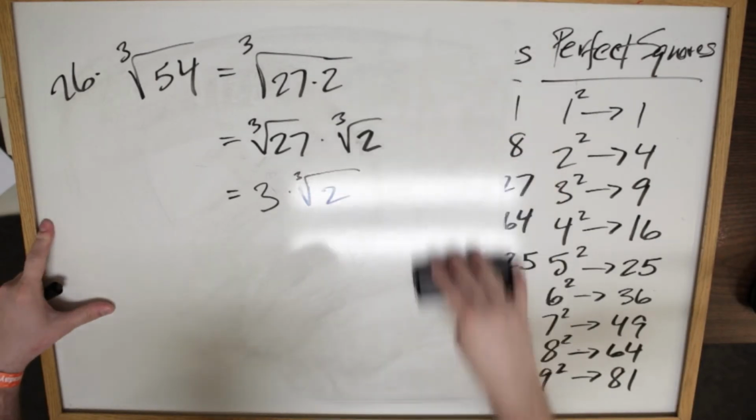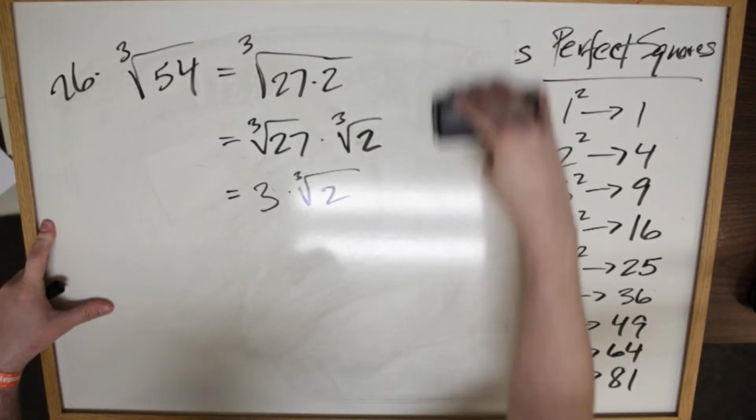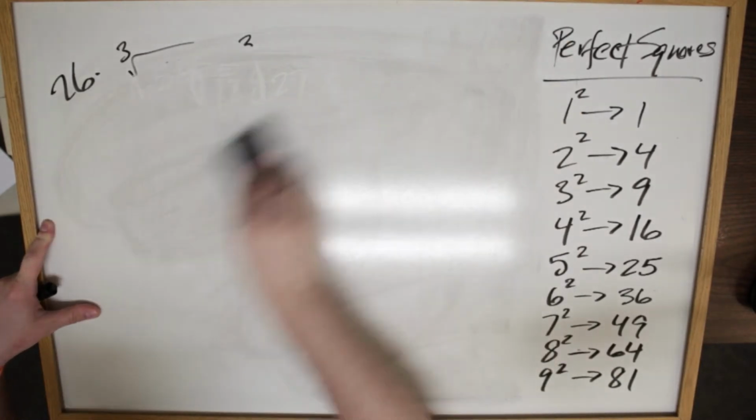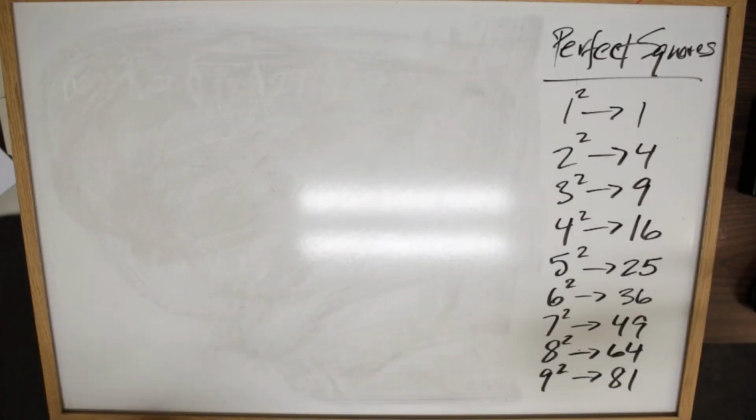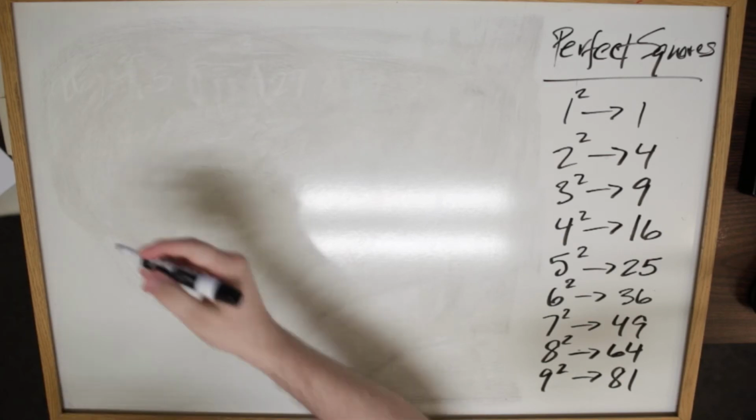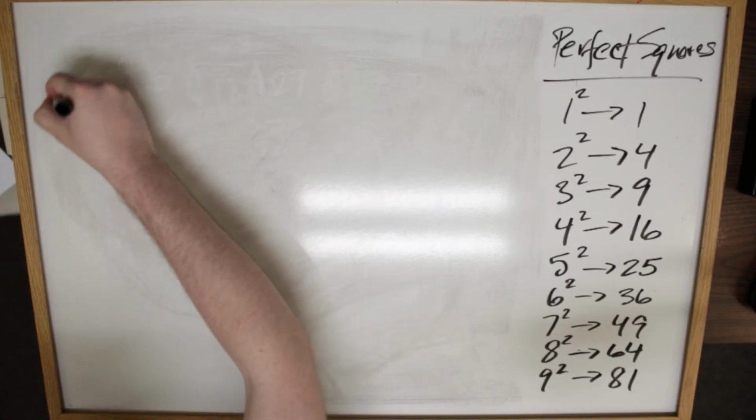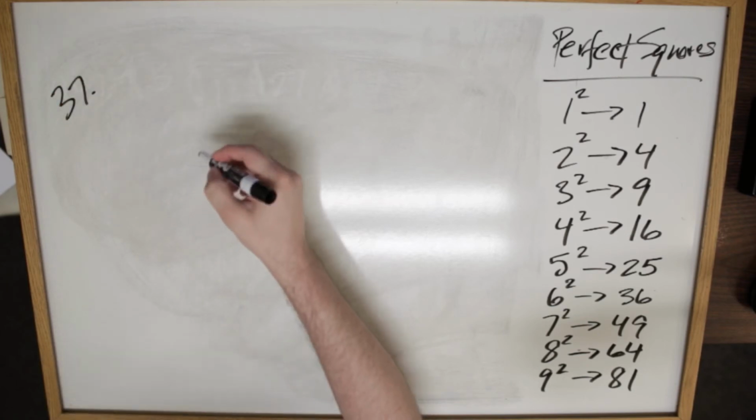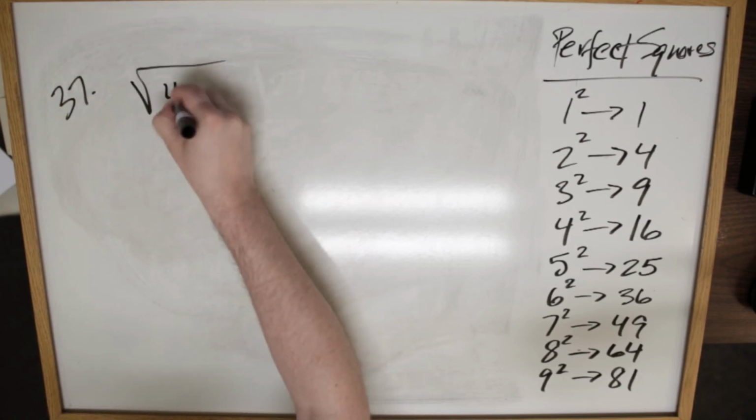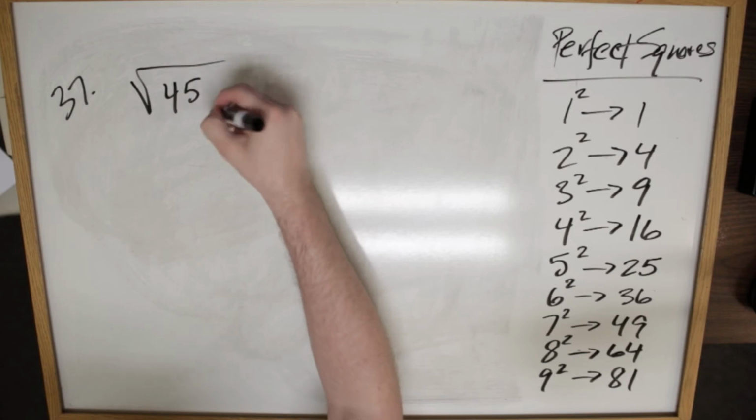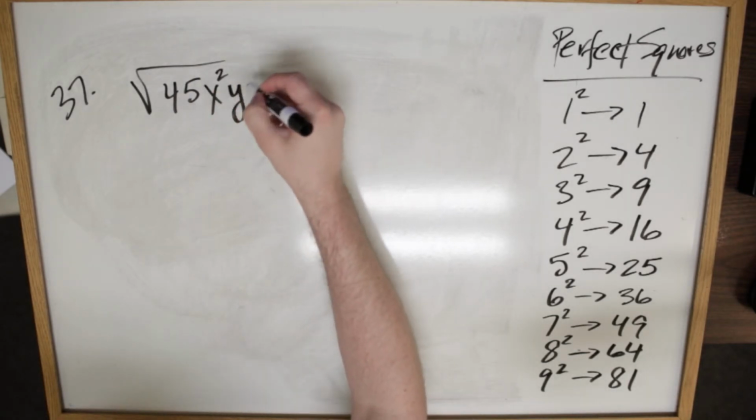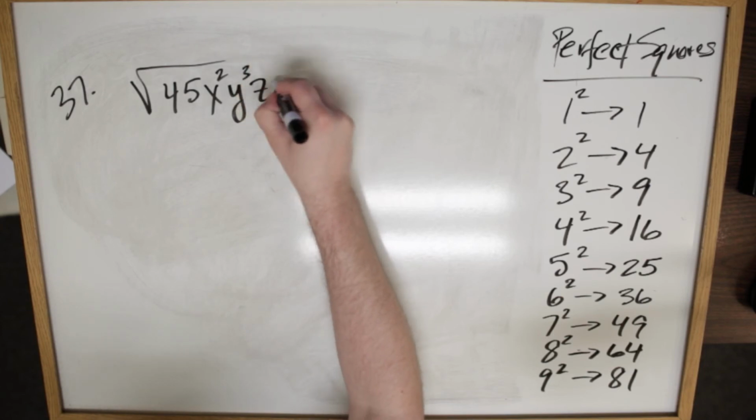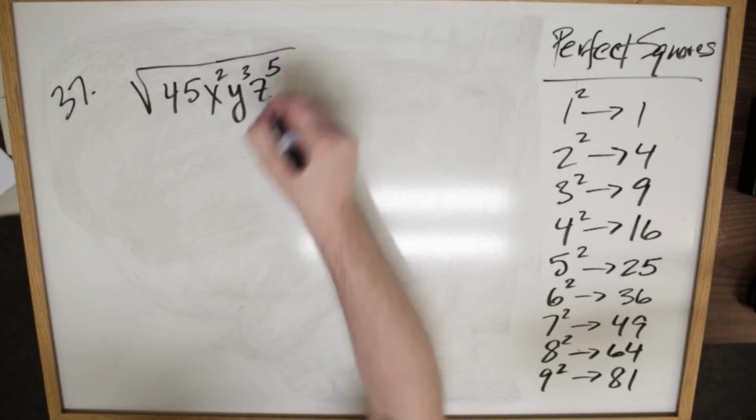All right, I'm going to erase these cubes because we don't really need them too much. We're mostly going to be looking at squares. Squares show up a lot, so that's really what our main focus today is going to be. Let's go ahead and look at 37. 37 is saying the square root of 45 x squared. Okay, we're going to start throwing some variables in here. y cubed, z to the 5th.